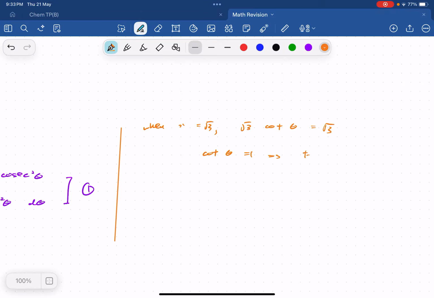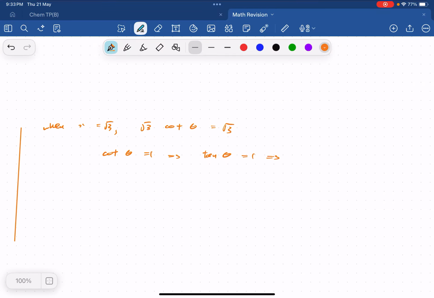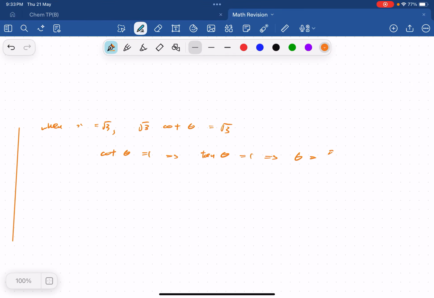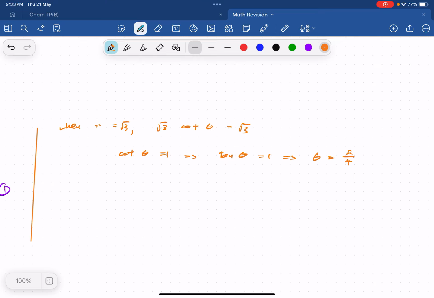And cotangent is the reciprocal of tangent, which means that theta is equal to pi over 4. So theta will always be a basic angle. Don't need to overthink. Okay, so that's the upper bound done.